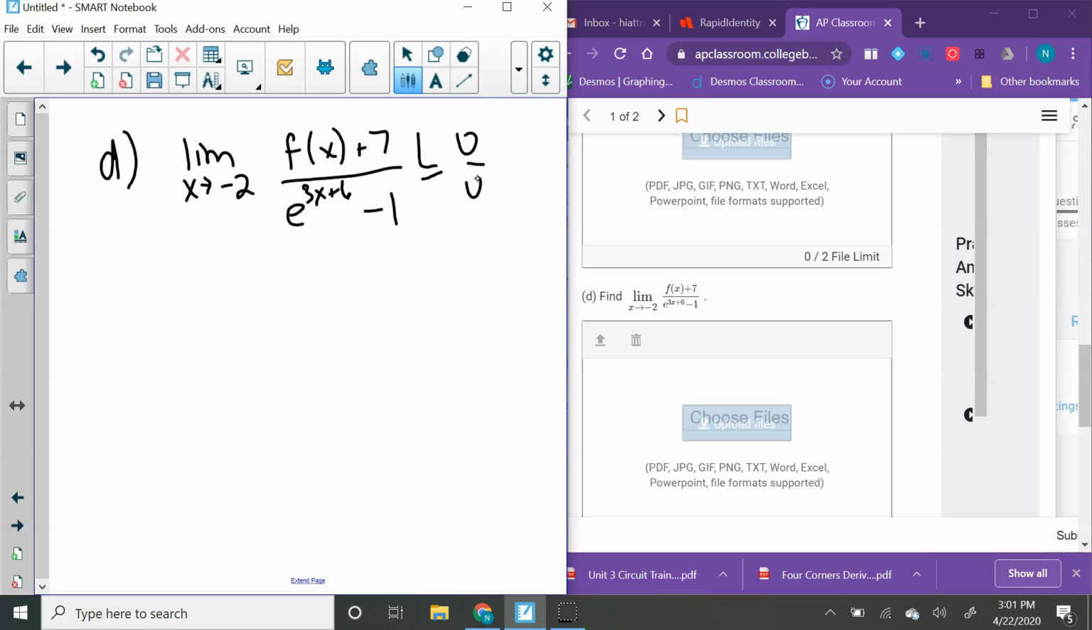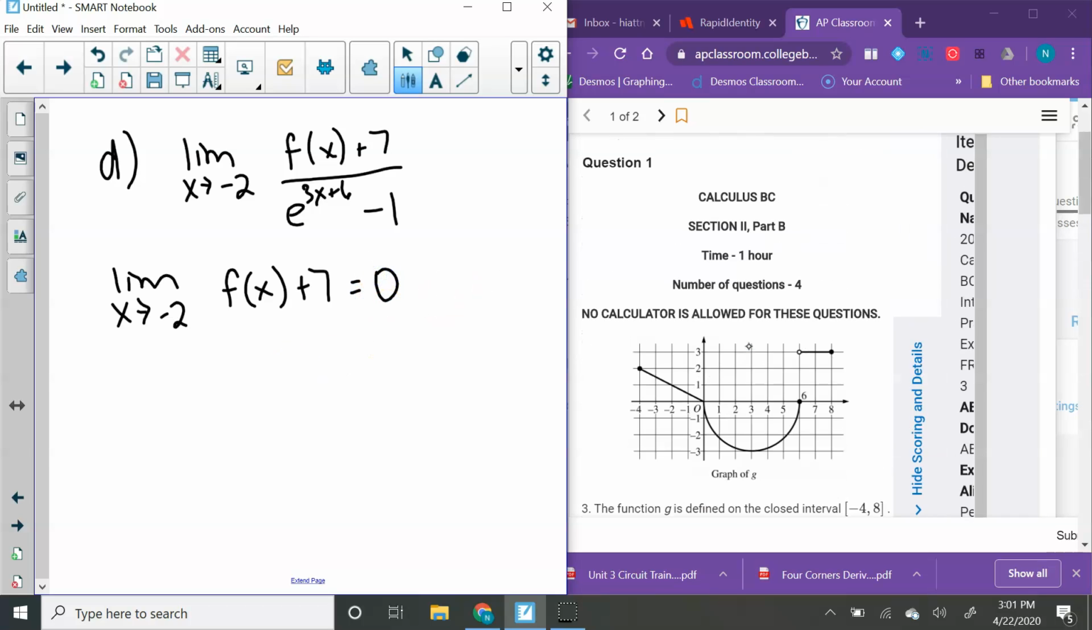That will not get you credit on this problem. So we do not want to do that. I do that a lot, but it is mathematically incorrect. So what we have to say is the limit as x approaches negative 2 of f of x plus 7 equals 0. And let's look at why that equals 0 here.